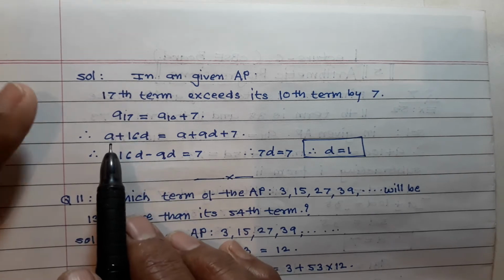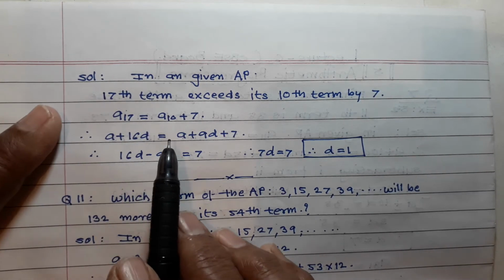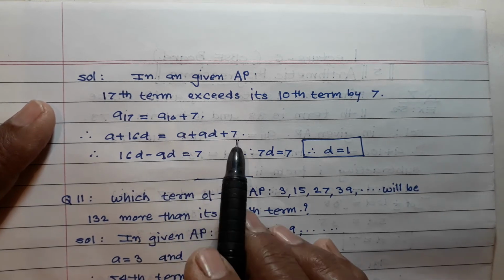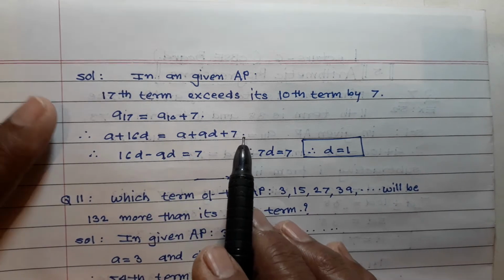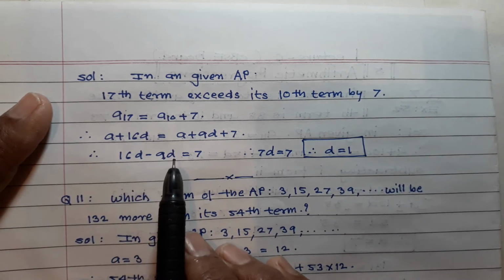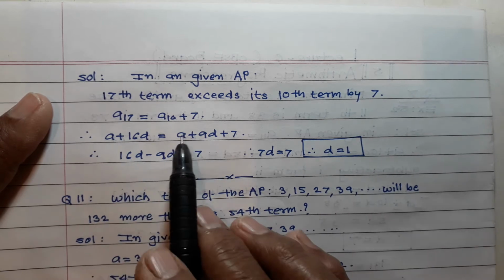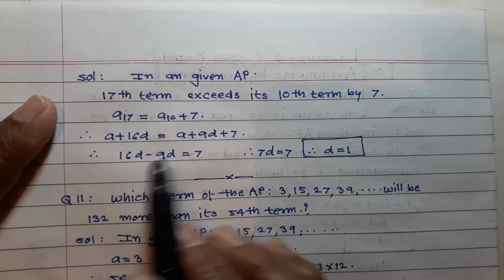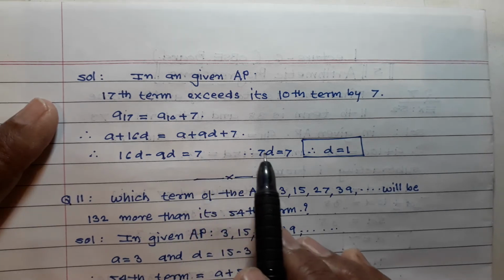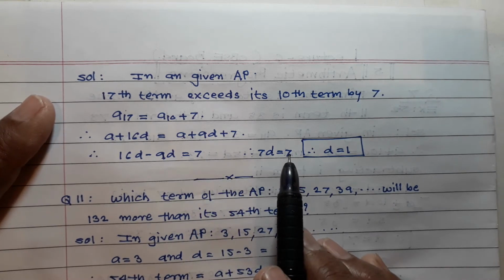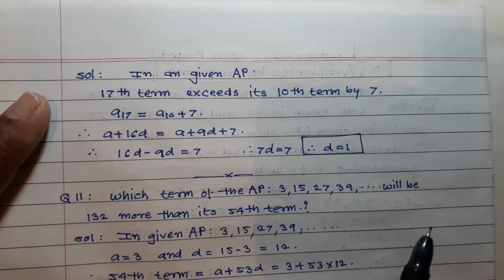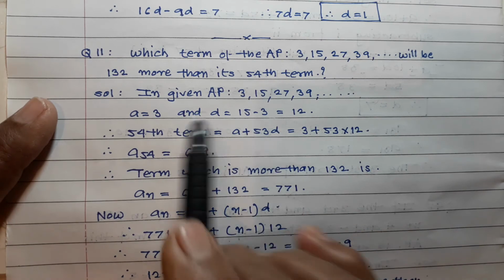Now A17 is equal to A plus 16D, is equal to A10, A plus 9D, plus 7. Simplify this, and therefore 16D minus 9D, this A and this A get cancelled. 16D minus 9D is equal to 7, and therefore 7D is equal to 7, and hence D is equal to 1.